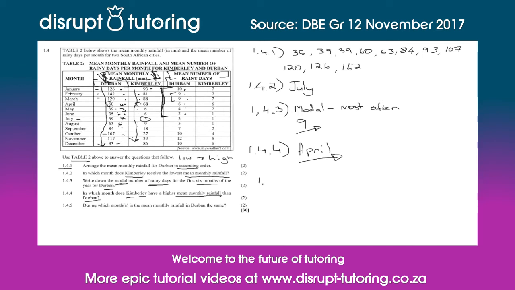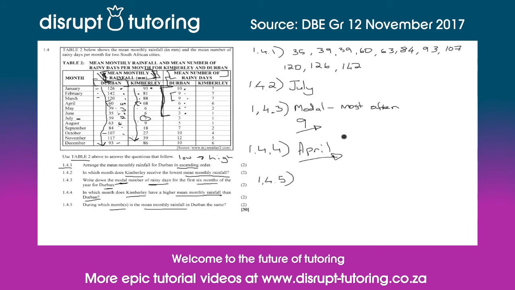Okay, and then 1.4.5, during which months is the mean monthly rainfall the same? So again, we're back at this table. Don't get confused between mean monthly rainfall and the mean number of rainy days. Okay, so mean monthly rainfall is asking us when in the city of Durban is the monthly rainfall the same. So again, we need to compare each data point per month just for Durban. So again, we're going to be looking down this column.